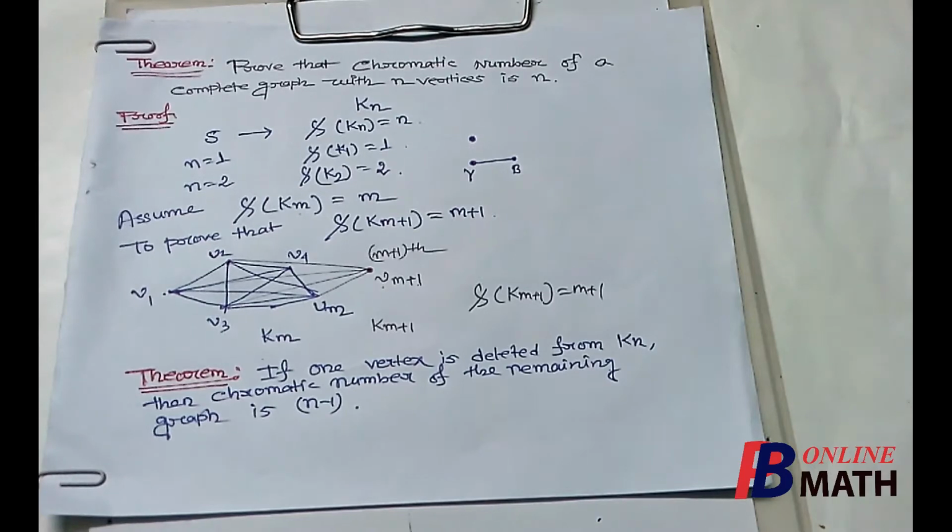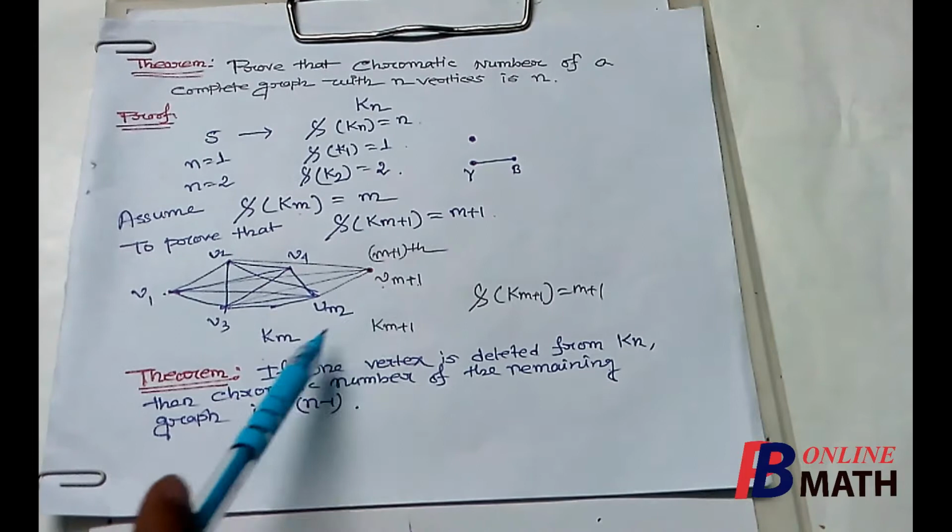Now we consider the next theorem, that is, if one vertex is deleted from Kn, then the chromatic number of the remaining graph is n minus 1. Now this proof is very simple. If we delete one vertex from a complete graph, then the remaining graph will be again a complete graph.